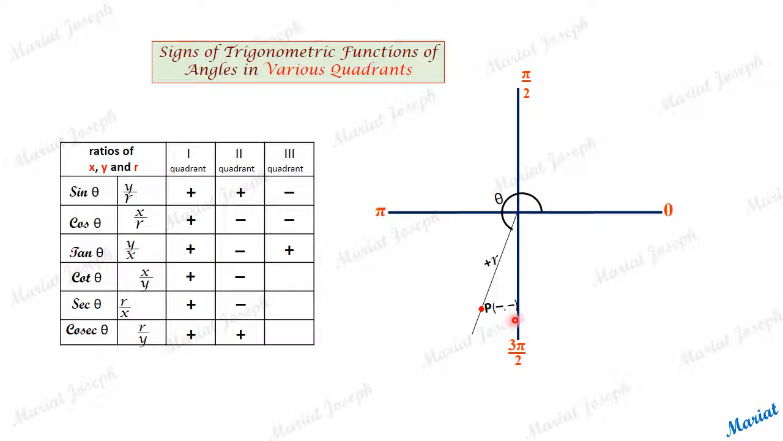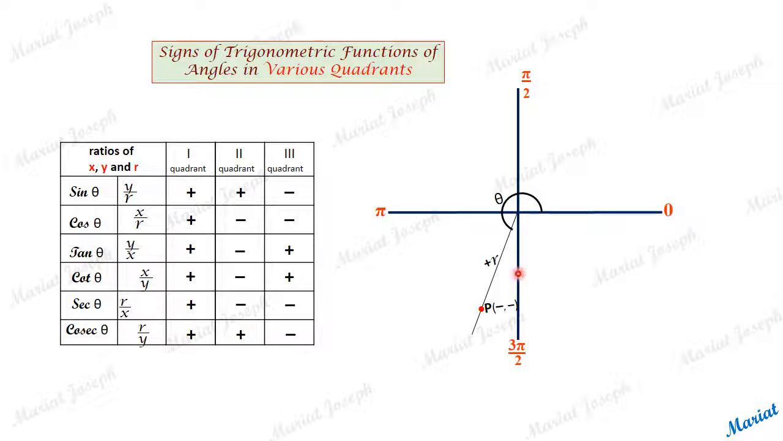Y upon x, negative upon negative, is positive. If tan theta is positive, cot theta will also be positive. Sec theta and cosec theta are negative. This is the case of the third quadrant, the angles which have the terminal side lying in the third quadrant. The value of the angle is between 180 degrees and 270 degrees.